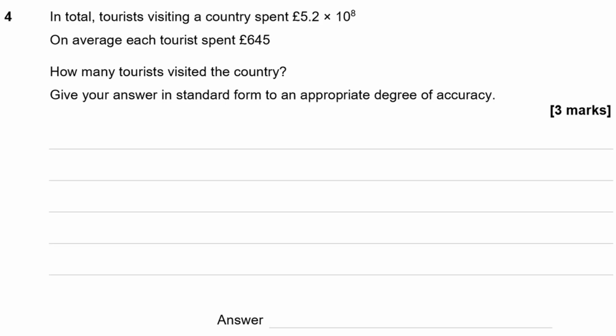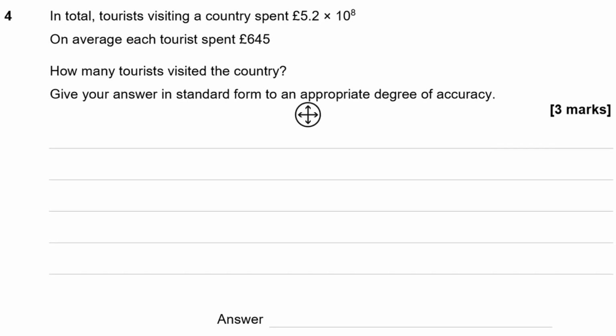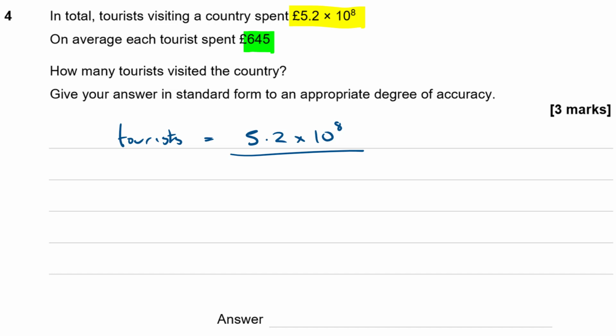Okay, so this number up here is my total spend, and each person spent on average 645 pounds. If I divide one by the other, I'll be able to work out on average how many people visited the country. So the number of tourists is going to be 5.2 times 10 to the 8 divided by 645.